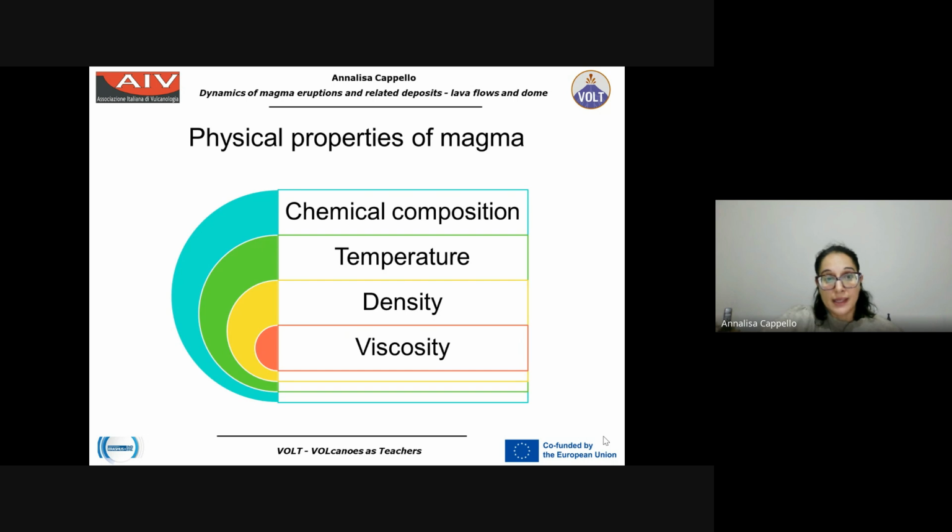Then the density. Magma is less dense than the surrounding rocks, and for this reason it can rise to the surface. However, the density of magma can vary depending on its composition and temperature. So I can see that all these characteristics are interconnected. And finally, the viscosity, which is a measure of the resistance of a fluid to flow. Magma has a high viscosity due to the high content of silicate minerals and dissolved gas, which make it sticky and thick.